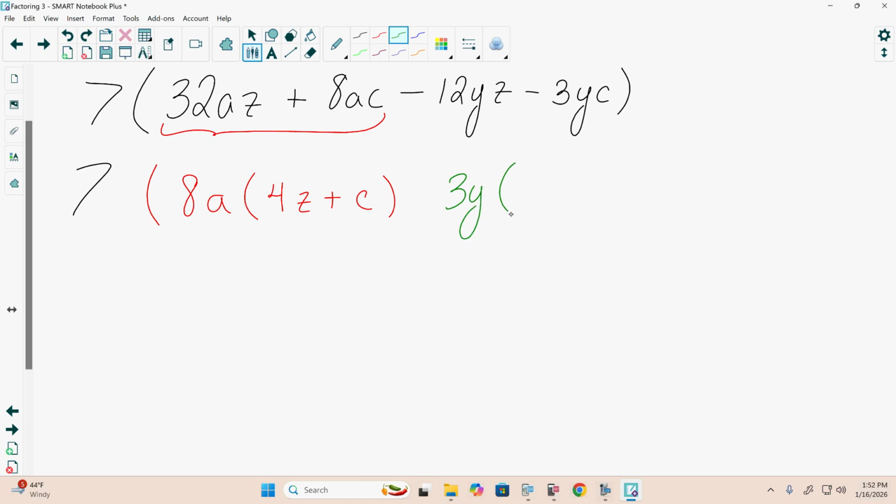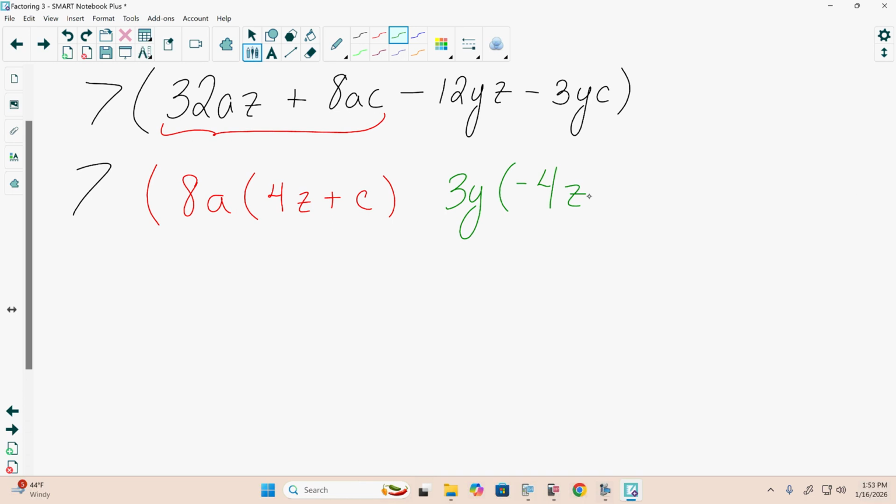So I can factor 3y out of both terms, yes? If I factor the 3y out of negative 12yz, negative 12 divided by 3 is what? 4, and it would be negative, yes? If I factor the y out of y, it factors completely, and I'm left with z, yes? But wait.